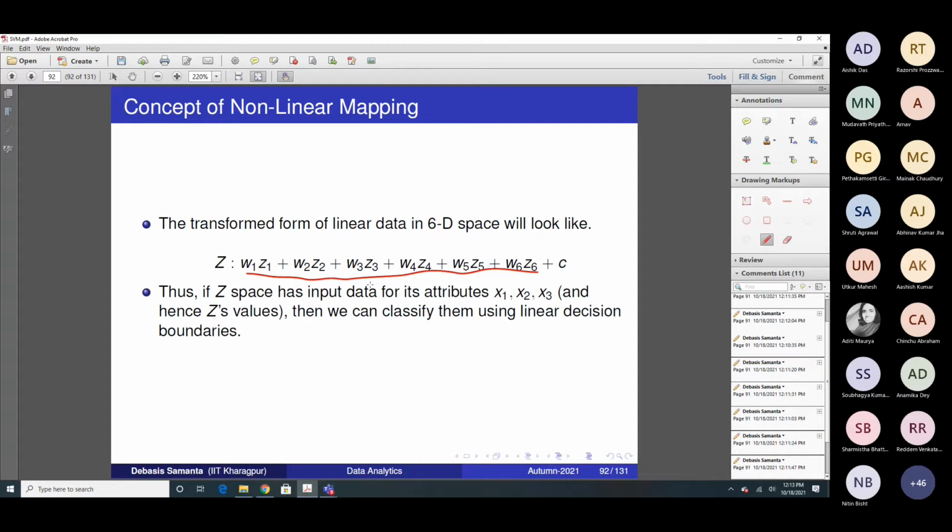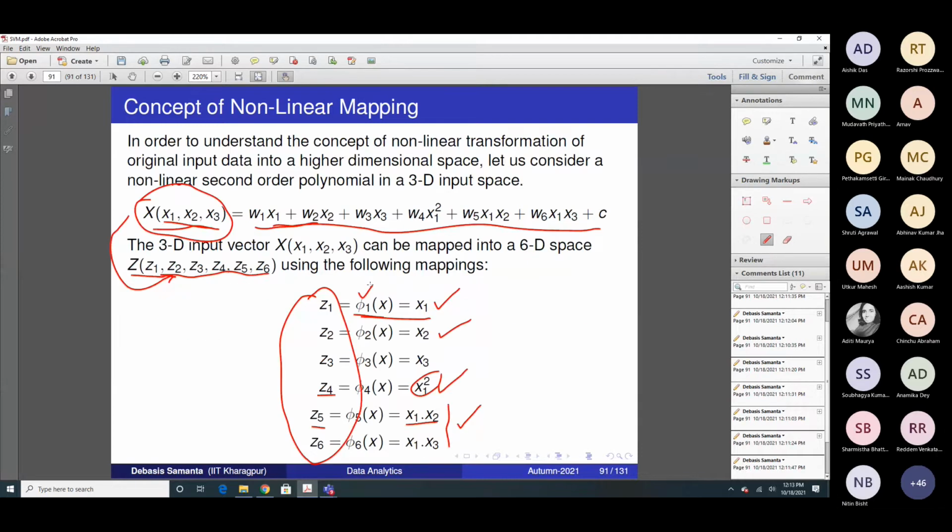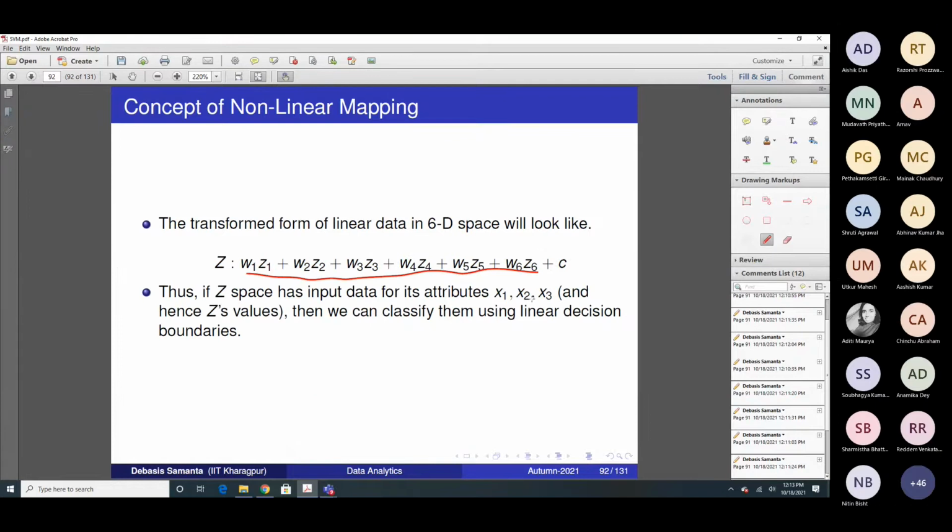We can conclude that if some data is not linearly separable, meaning it is separable by this form of hypersurface, and because of the transformation, if we apply it to the data, then the transformed data space is linearly separable using this kind of hyperplane. So this is one important observation.